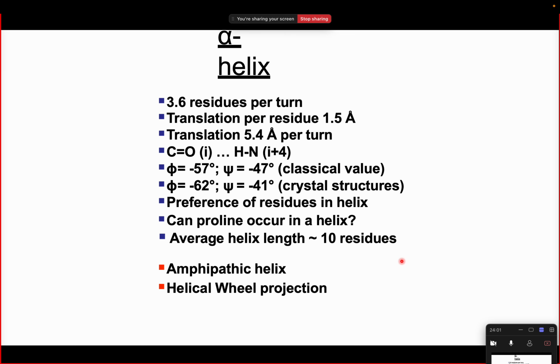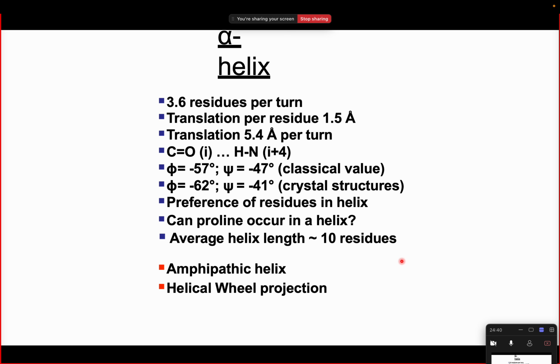As this is just a revision, the properties of the alpha helix are: 3.6 residues per turn, translation per residue is 1.5 angstrom, and translation is 5.4 angstrom per turn. There is hydrogen bonding between the carbonyl CO and the amine NH of the i plus fourth residue. The phi and psi angles are the dihedral angles. The phi angle is at minus 57 degrees and the psi angle is at minus 47 degrees.